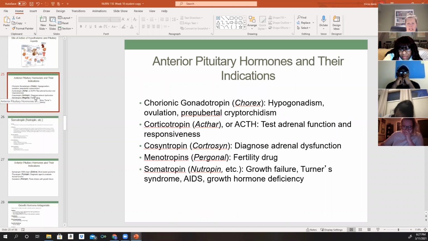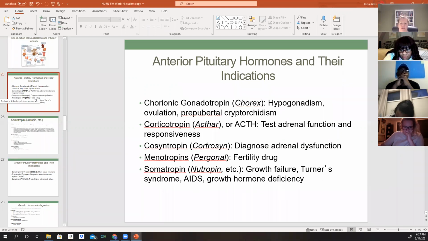All right, so the anterior pituitary hormones and their indications. There's a couple different medications here. We're going to talk in depth about somatropin. It's one of the ones that we see most.